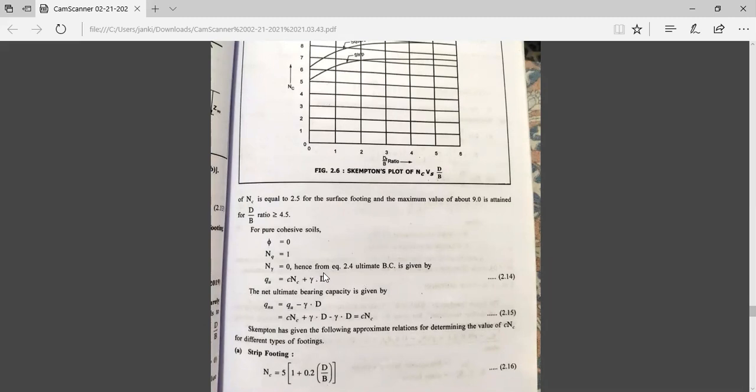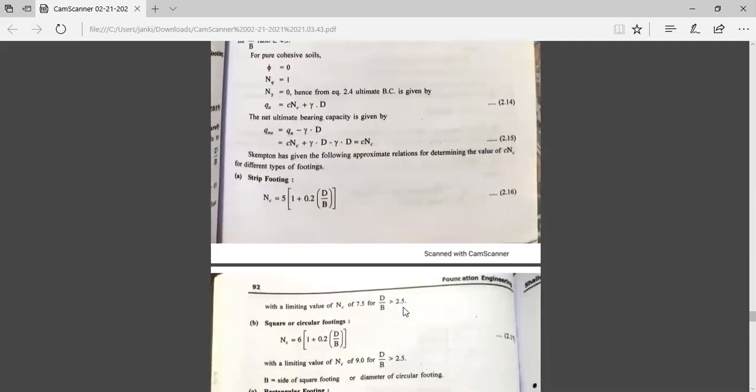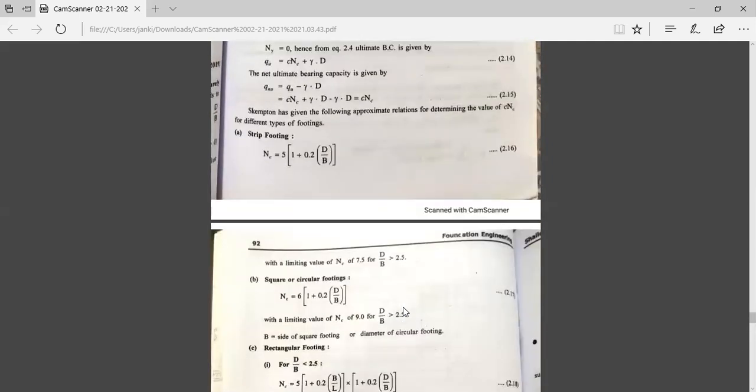So we put this value of Q in this equation, and our answer is Nc and Nq. So Skempton has given the following approximate relations for determining the value of Nc for the different types of loading, right? So first, starting with the strip footing.